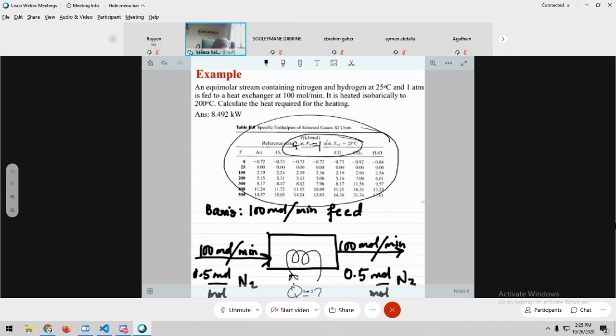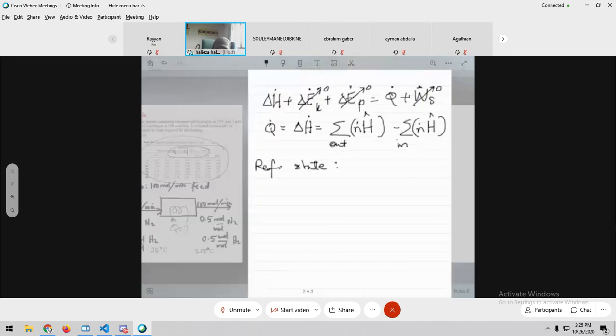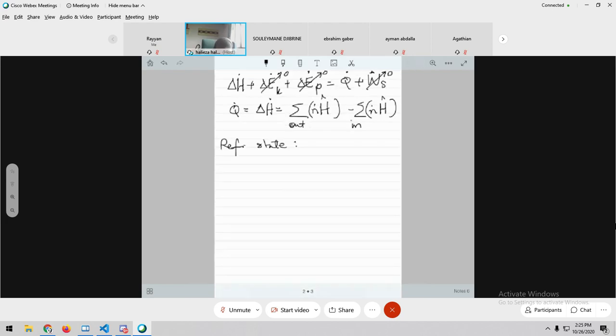So we're going to go back to that page again. The reference state is going to be gas. The phase is gas, pressure 1 atm, temperature 25 degrees C. Doctor, I want to ask, is it compulsory for us to write the reference state on every question? Yes. If you do not write it, then you will be missing some points.